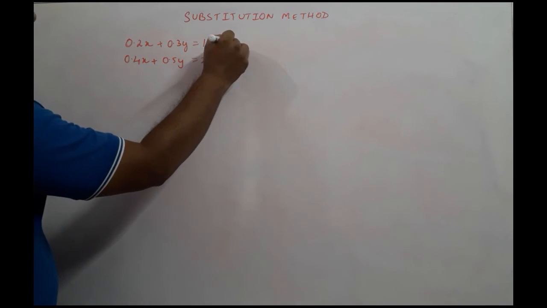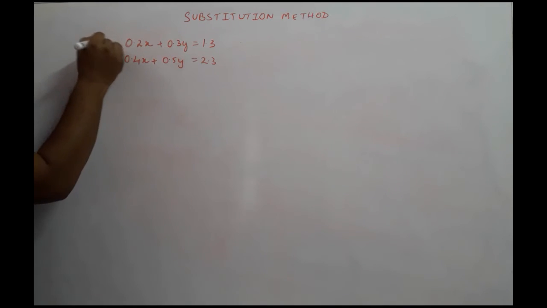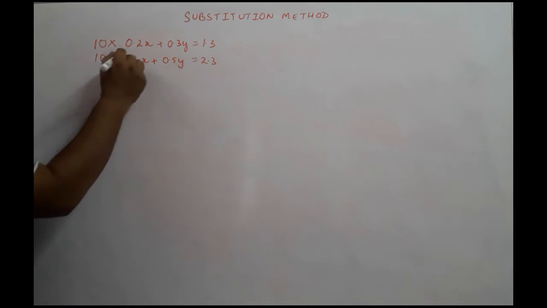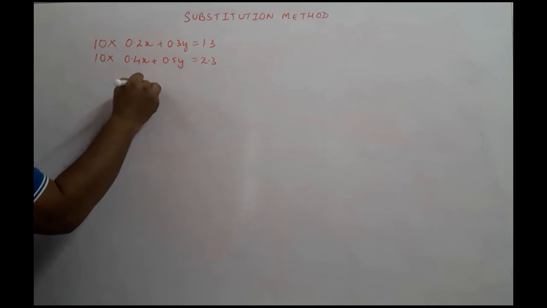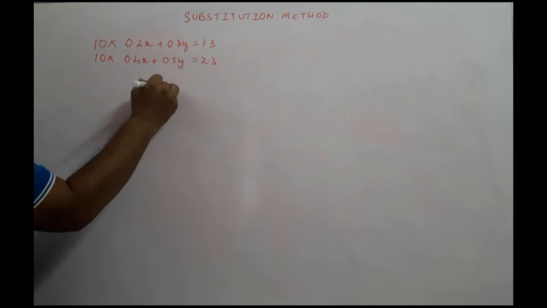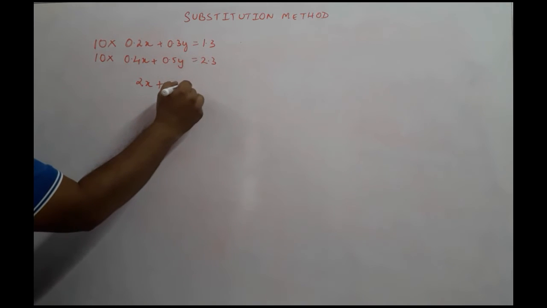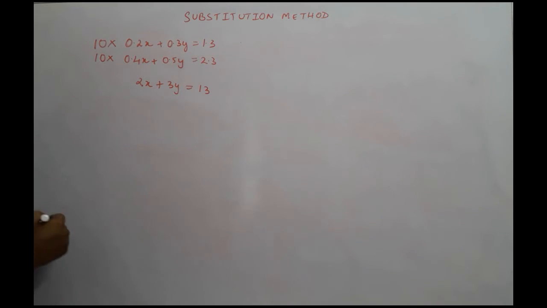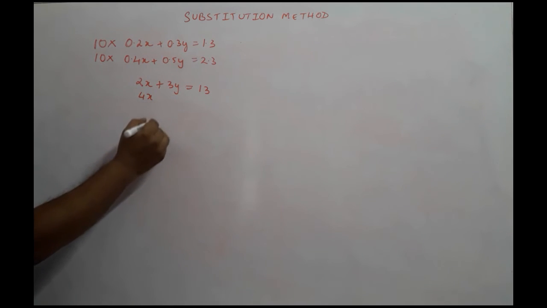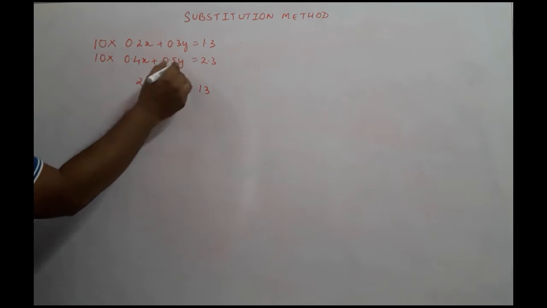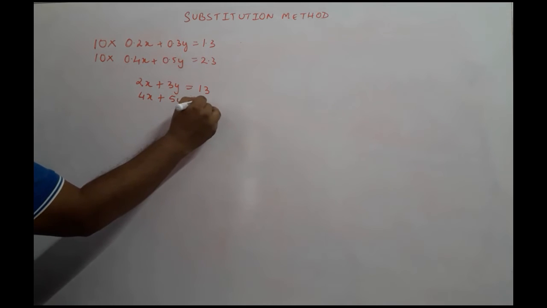So we multiply this one by 10, so that gets multiplied on either side. So 10 into 0.2 gives us 2x. 10 into 0.3y gives us 3y. 10 into 1.3 gives us 13. Then 10 into 0.4x will give us 4x. Then 10 into 0.5y will give us 5y, and 10 into 2.3 will give us 23.